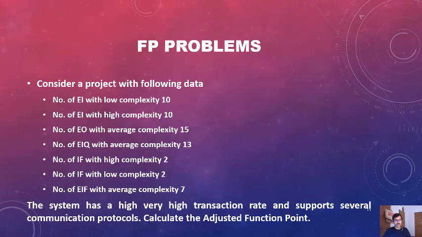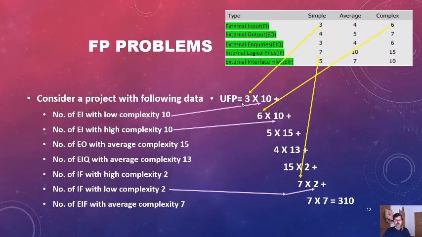The system has a very high transaction rate and supports several communication protocols. Calculate the adjusted function point. So to calculate the adjusted function point, we have to first calculate the UFP. UFP, the unadjusted function point, is equal to the summation of the number of items into their weight.